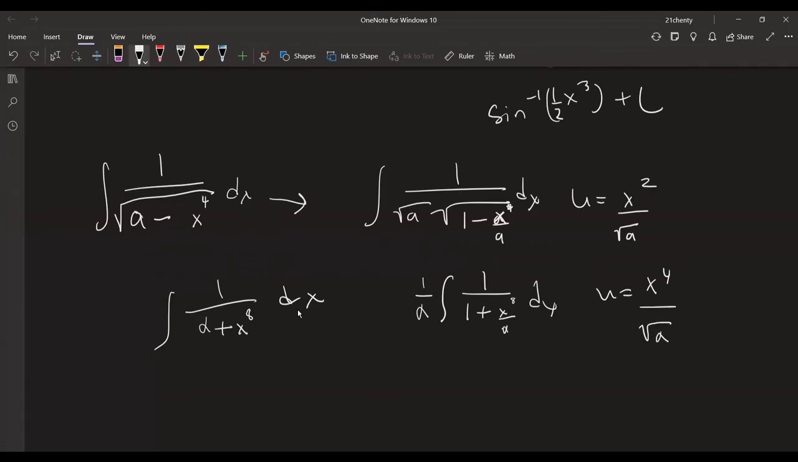And so this is problem 27 and 28. This is 26 and 29. So these are good to know. Hopefully that was helpful.